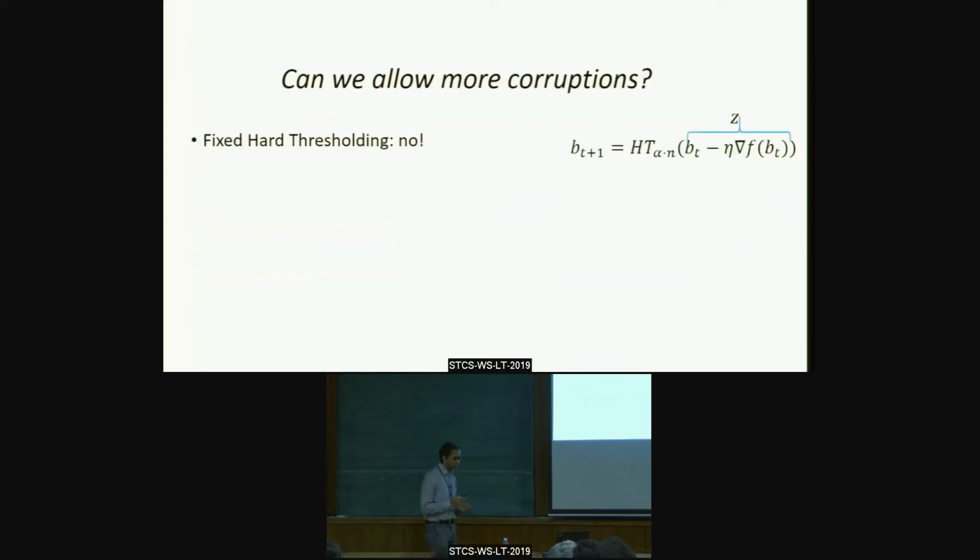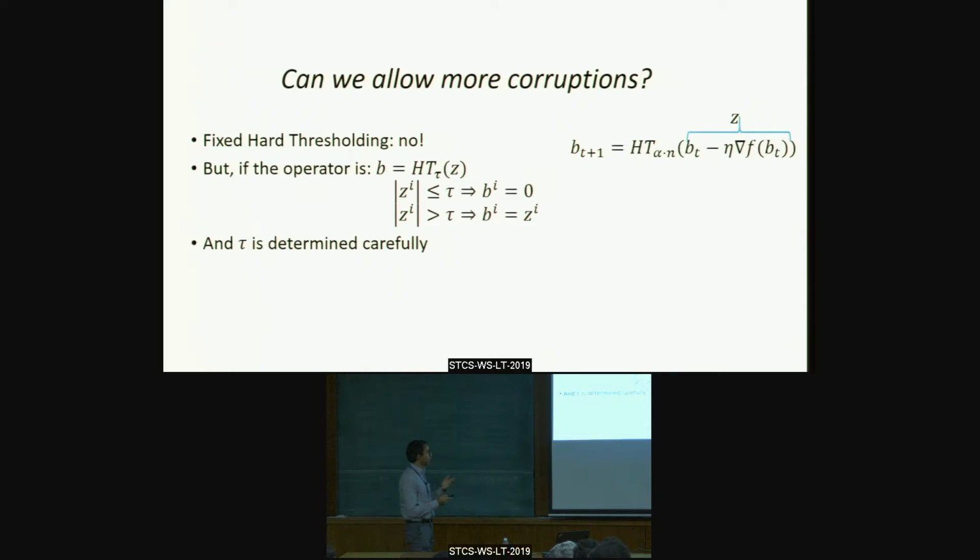All right. So as I was saying, can we allow more corruptions? And the answer turns out to be yes again. But for this, we need to change our hard thresholding operator. Earlier, when we were thresholding, we were just looking at the top alpha corrupted guys, taking them, and making everything else 0. Now we will have a thresholding level tau: every element below this tau level we set to 0, and if it is above this tau level, we keep it as it is. And this tau will need to be determined very carefully.